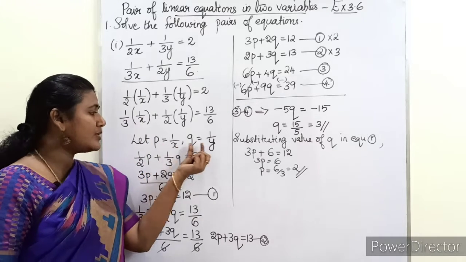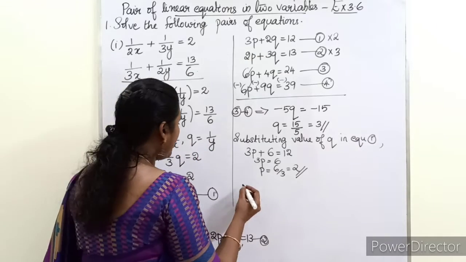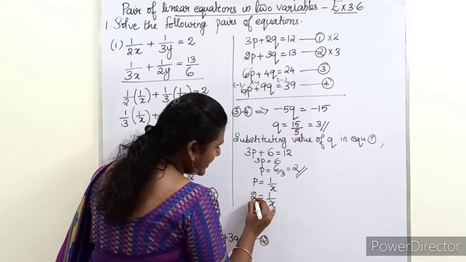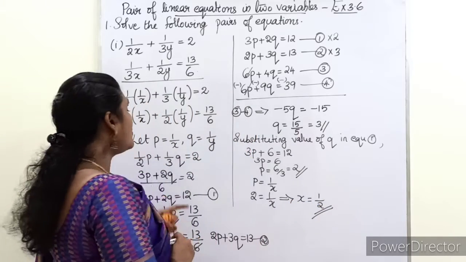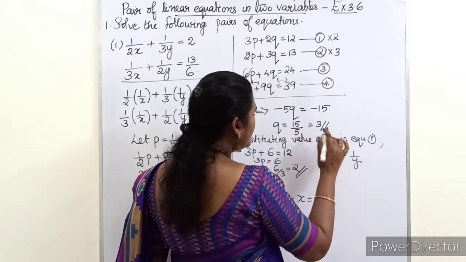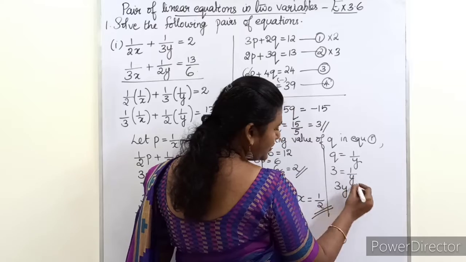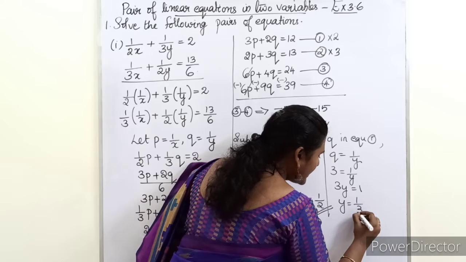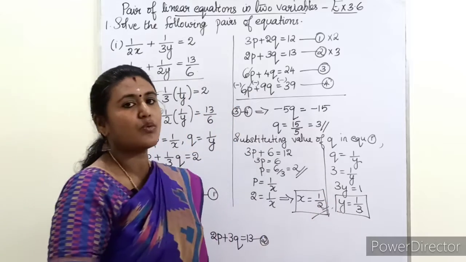Now we have to find the values of x and y using these two. p is nothing but 1 by x. So p is equal to 1 by x, that is 2 is equal to 1 by x. When you do cross multiplication, you will get x is equal to 1 by 2. Now q is equal to 1 by y. We got the value of q as 3. So 3 is equal to 1 by y. When you do cross multiplication, you will get 3y is equal to 1. So y is equal to 1 by 3. So we got the values of x and y: x is equal to 1 by 2 and y is equal to 1 by 3.